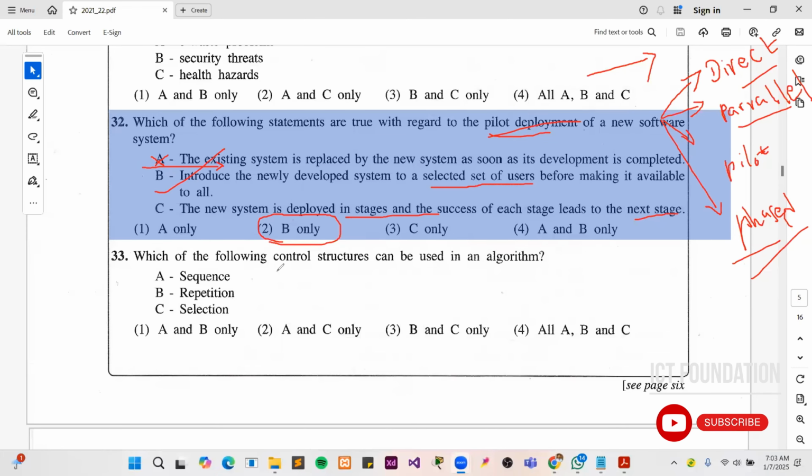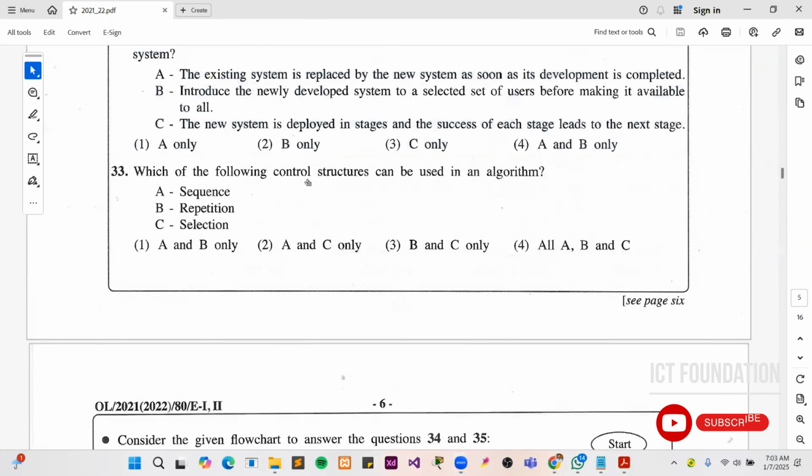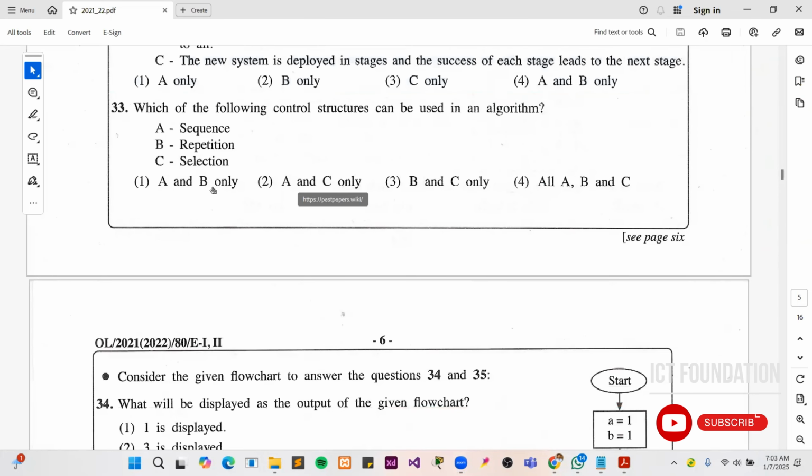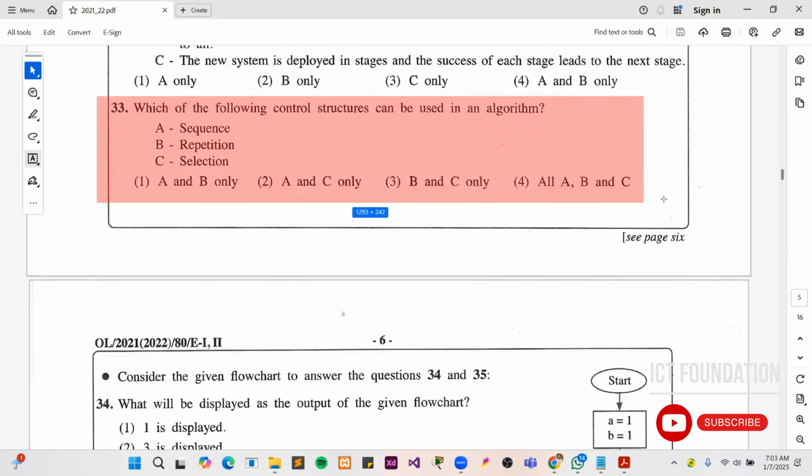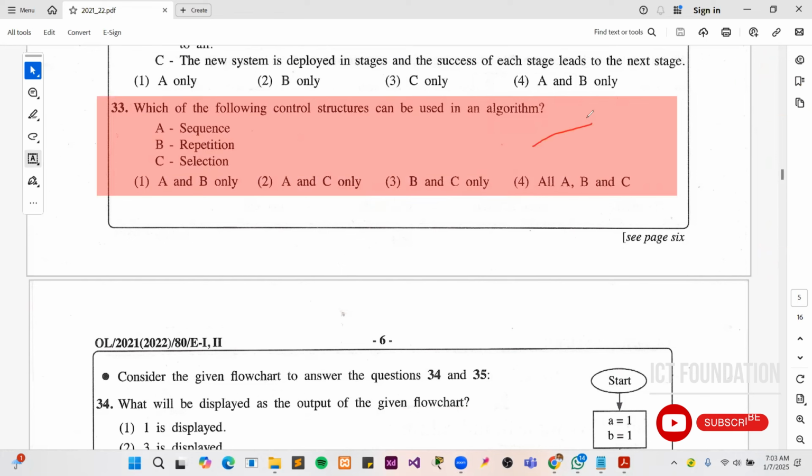Yeah, fine. Then we'll move with the 33. Yeah. So I'm highlighting this one. So they're asking about the control structures. So these control structures are regarding the programming concept. In a programming concept, we have three kinds of control structures.